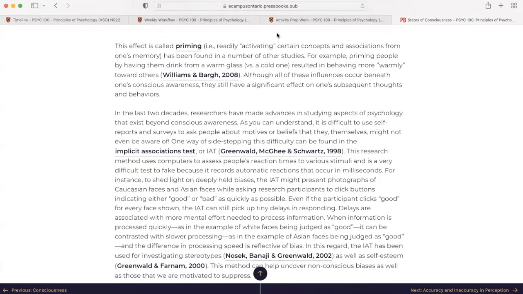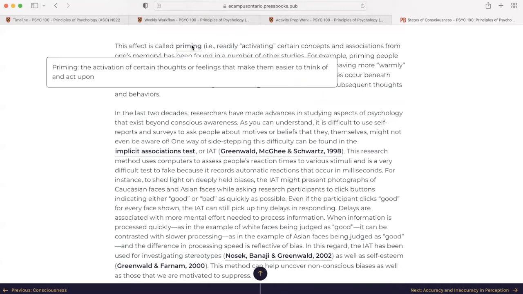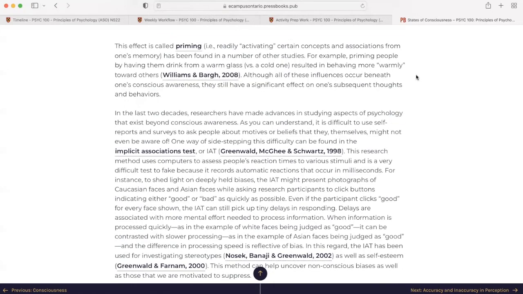This effect is called priming. Priming is the activation of certain thoughts or feelings that make them easier to think of and act upon. So the effect called priming has been found in a number of other studies. For example, priming people by having them drink from a warm glass versus a cold one resulted in behaving more warmly towards others. Although all of these influences occur beneath one's conscious awareness, they still have a significant effect on one's subsequent thoughts and behaviors.